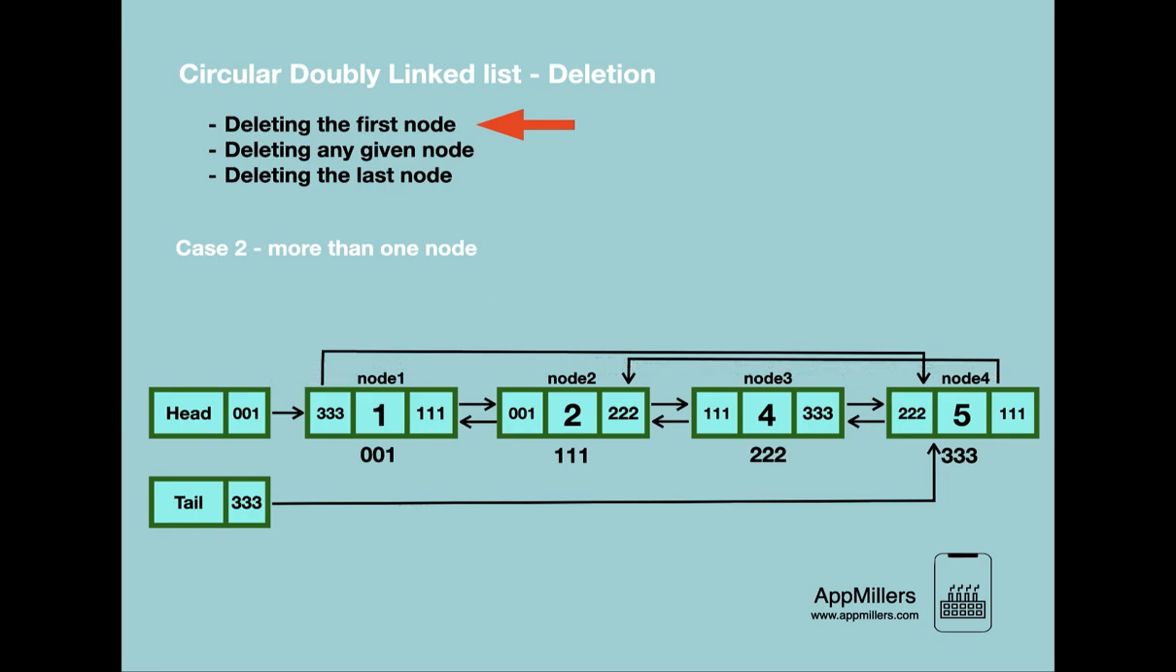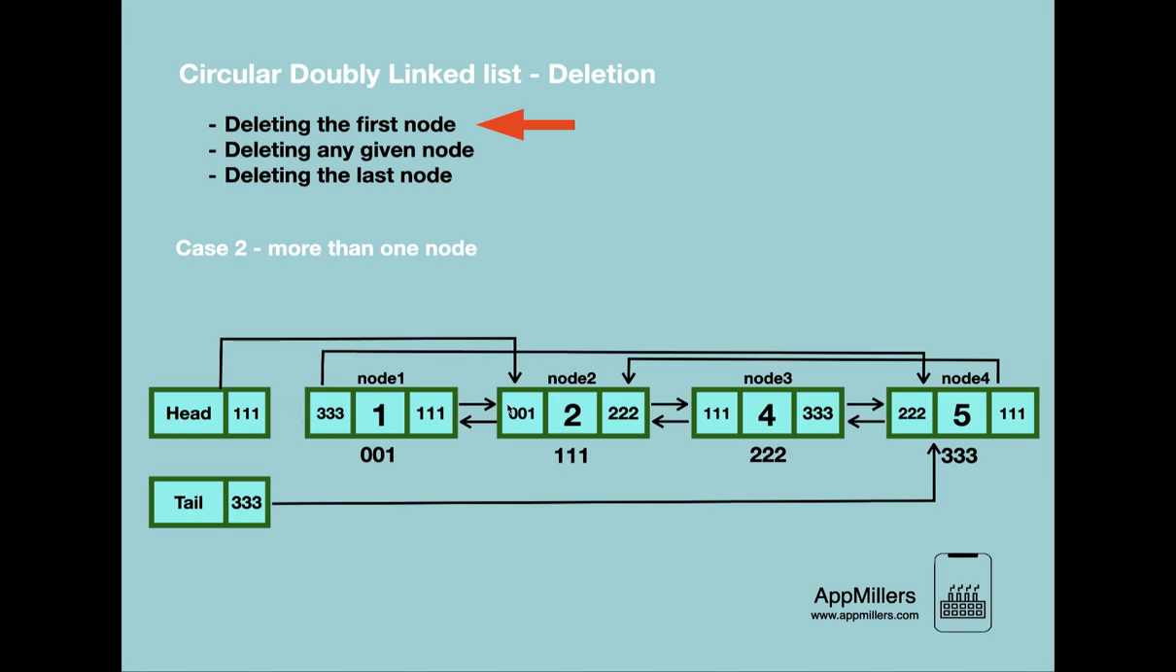And the next step is we need to create a connection between head and node 2. So we need to update the head reference to point to node 2. We know that node 2's physical location is 111. So if we set head to 111, it will create a connection between head and node 2. By creating a connection between head and node 2, the connection between head and node 1 will be destroyed.